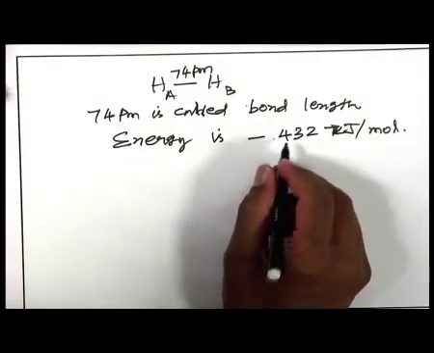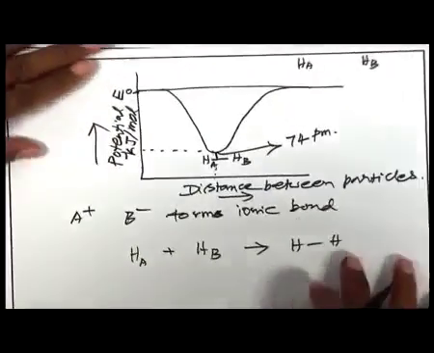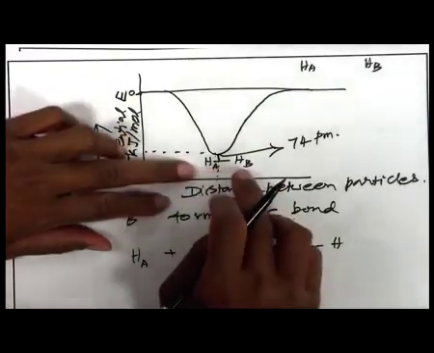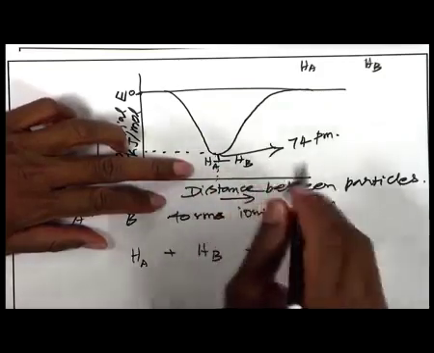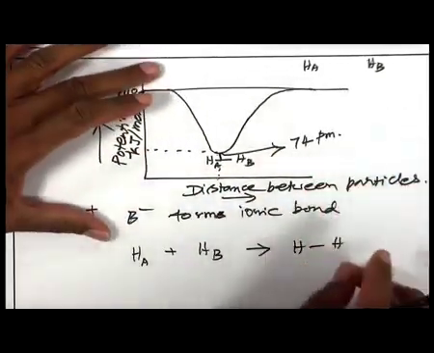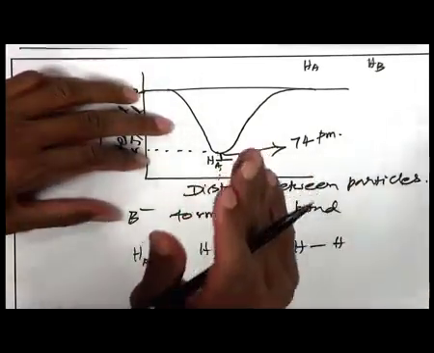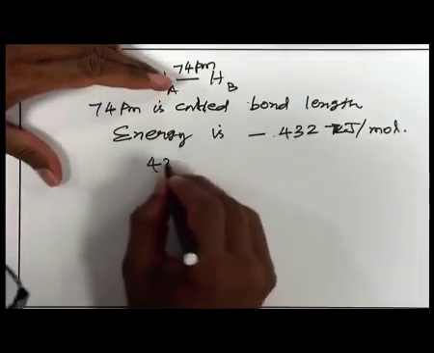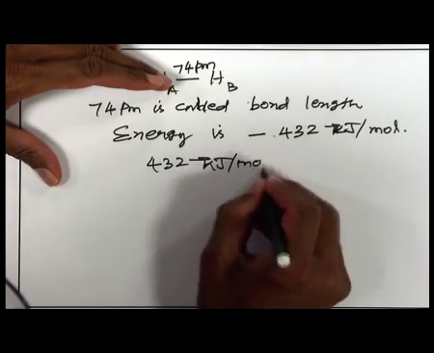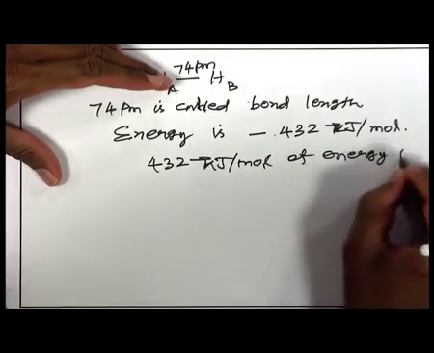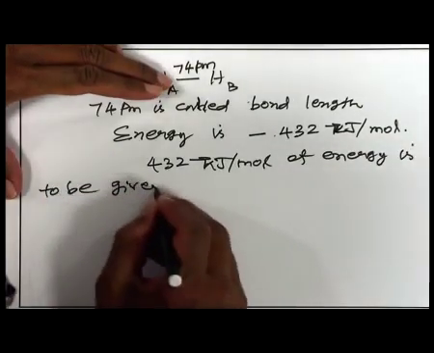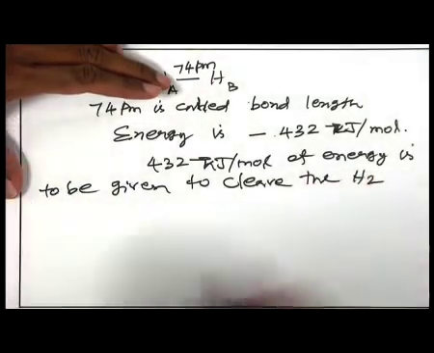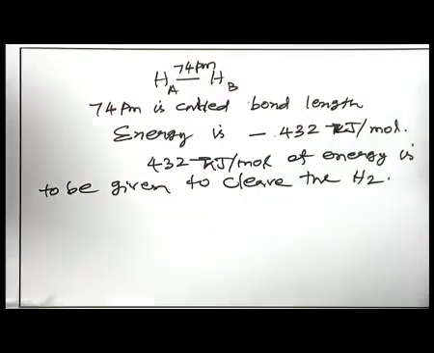So, this is the energy, and this is the distance at which this is the energy. Now, suppose you want to cleave these two hydrogen atoms apart, then one has to give that much energy, that is 432 kilojoules per mole, to a hydrogen molecule to break the two hydrogen atoms apart. So, 432 kilojoules per mole of energy is to be given to cleave the H2 molecule. Then you will have the elemental hydrogen atoms.